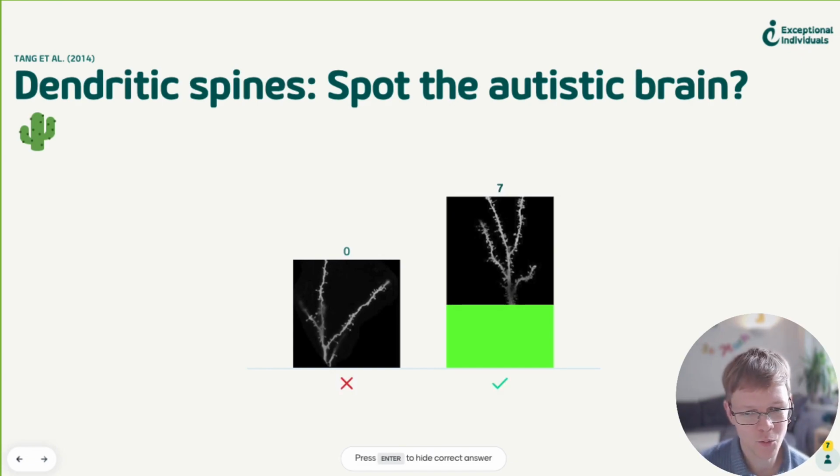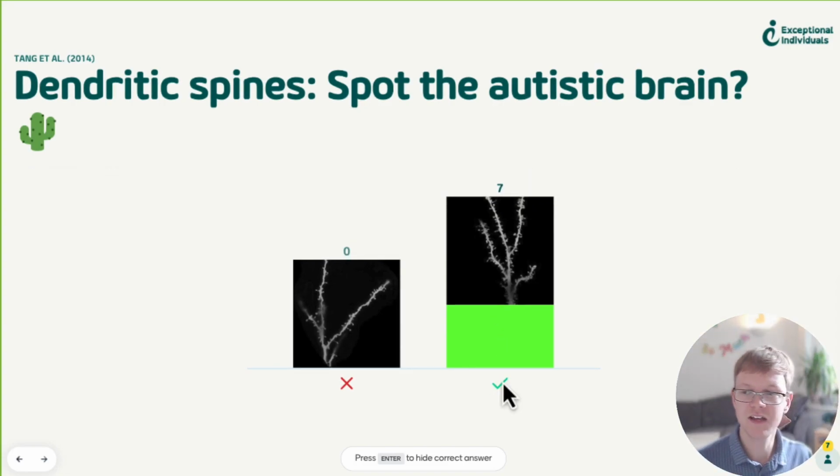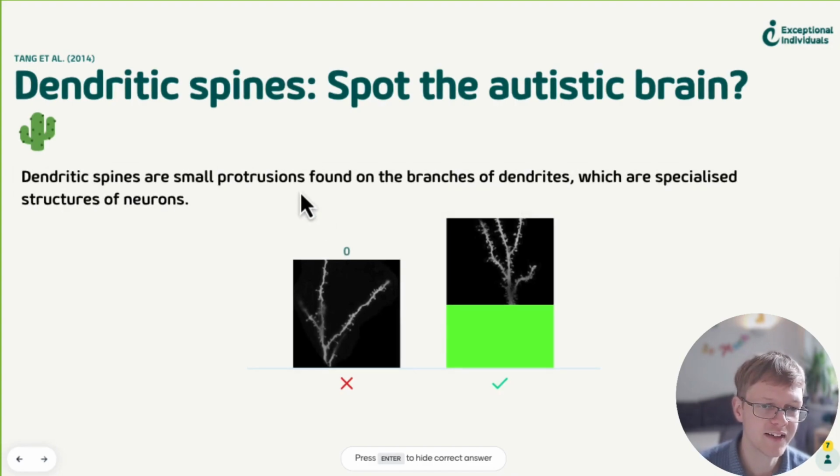But maybe it's quite obvious because I talked about how autistic brains are thicker and also they do less pruning. If we look at these images, and I appreciate it's tiny, you see how there's more little knobbly bits on the end. These are called dendritic spines. At the end of a dendrite, you will have little hairs, almost. They're little things that plop out. The more surface area, the more connections they can have. Now, people with autism have more of these little spines. So dendritic spines are small protrusions found on the branches of dendrites, which are specialized structures of neurons.